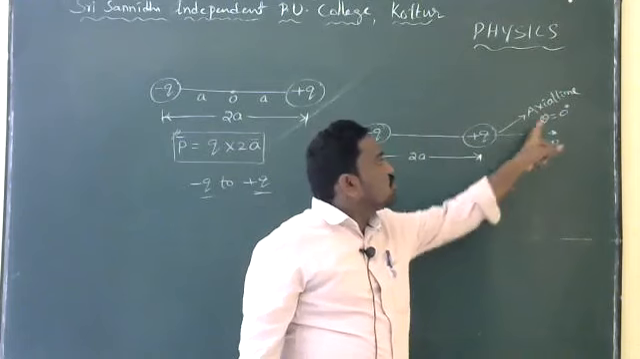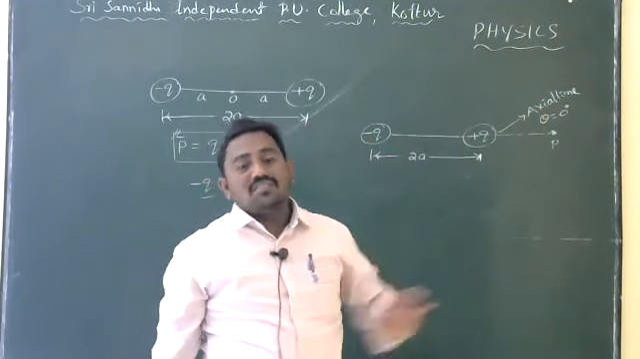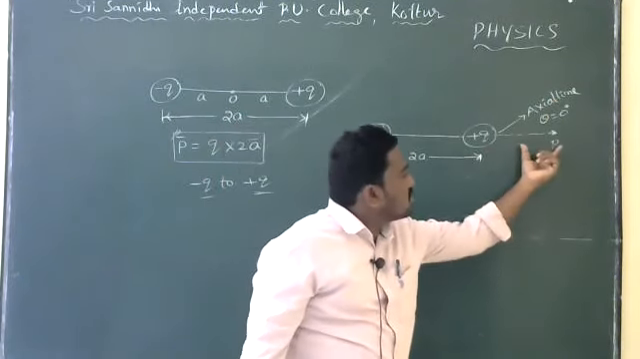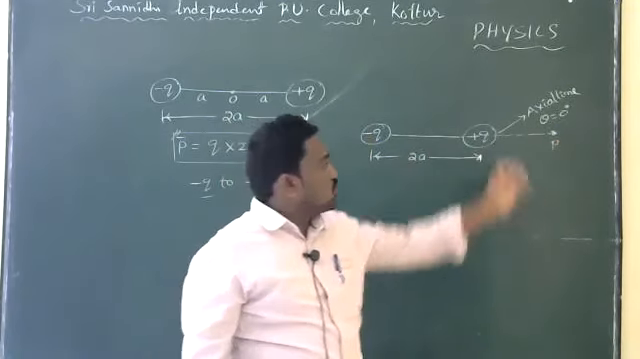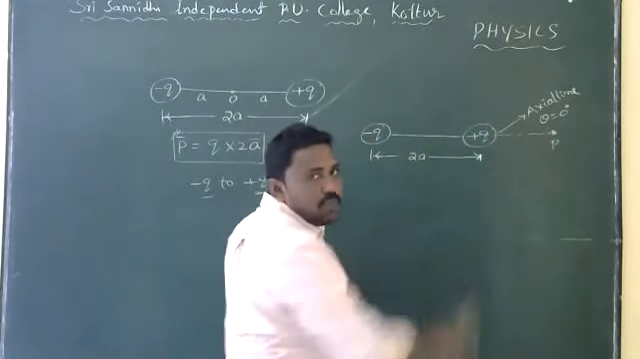That line is known as the axial line, along the dipole axis. What is the angle? Theta equal to 0 degrees. So this is the axial line, along the dipole axis.